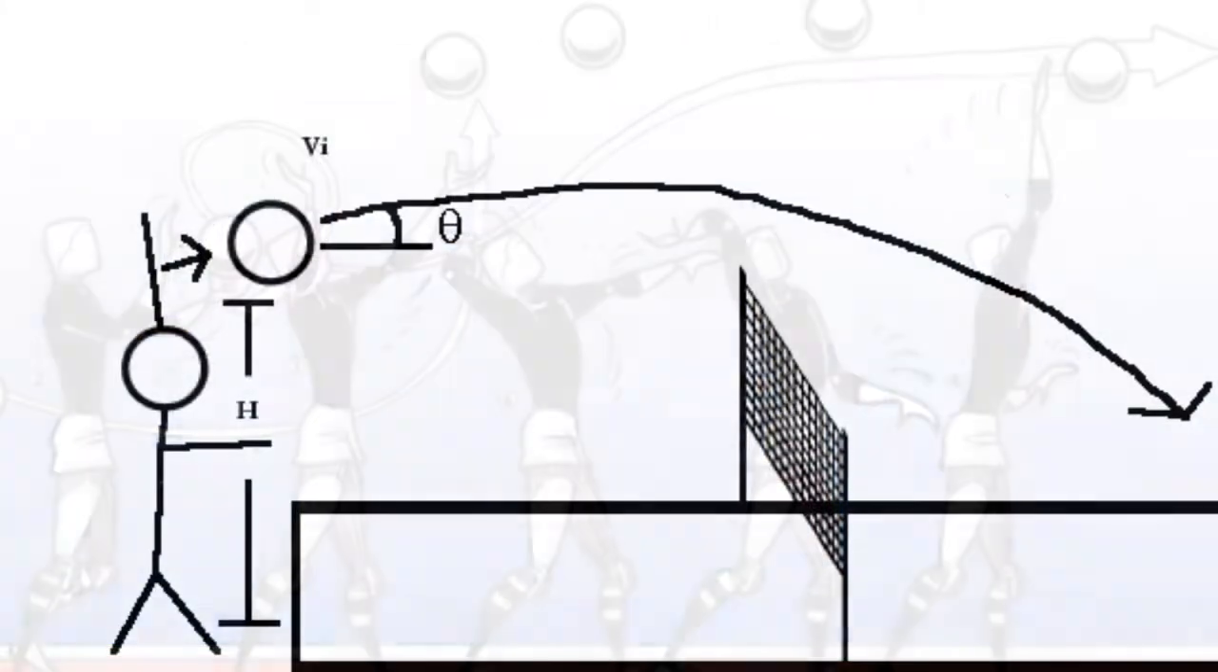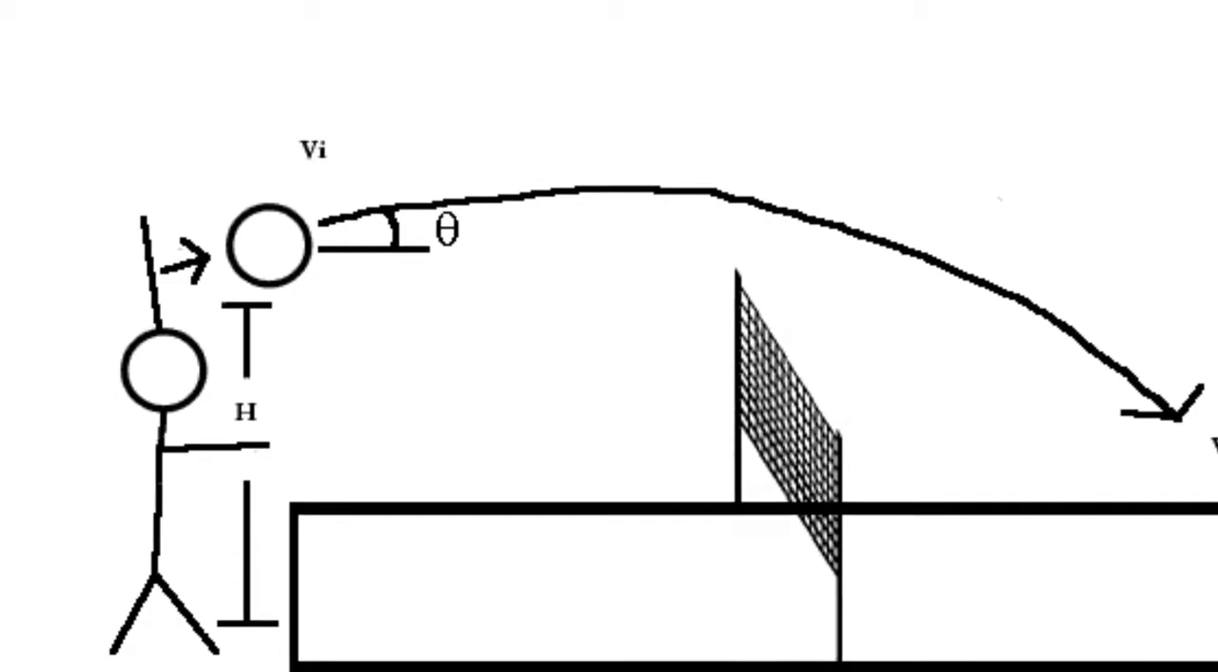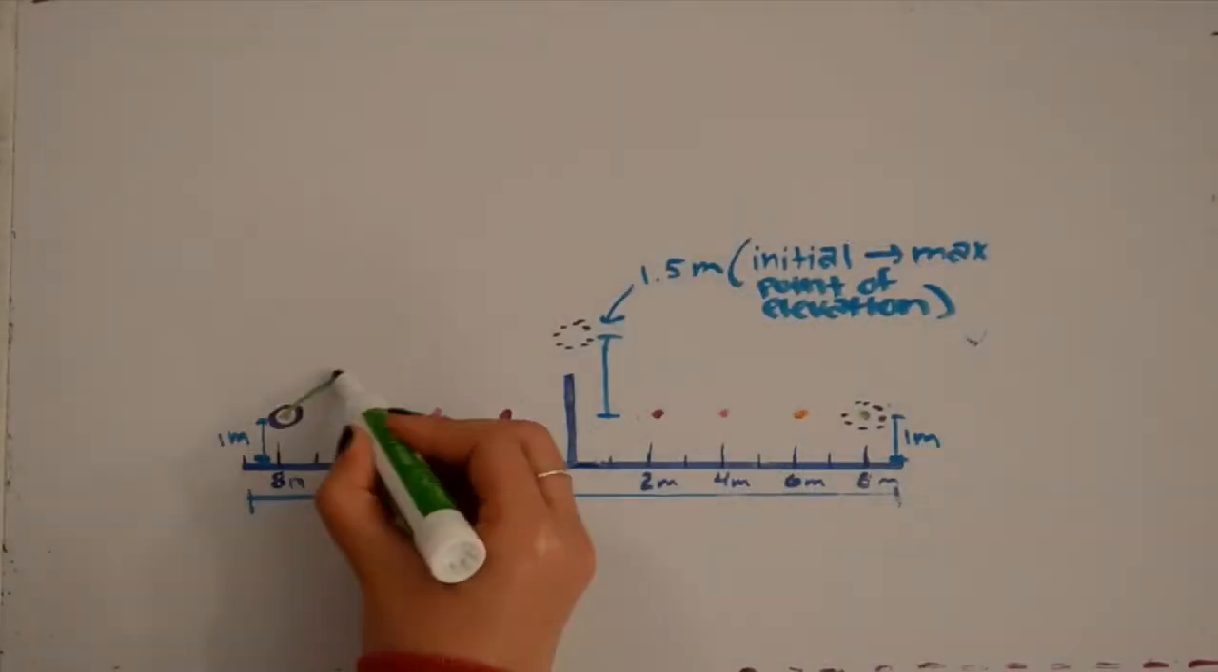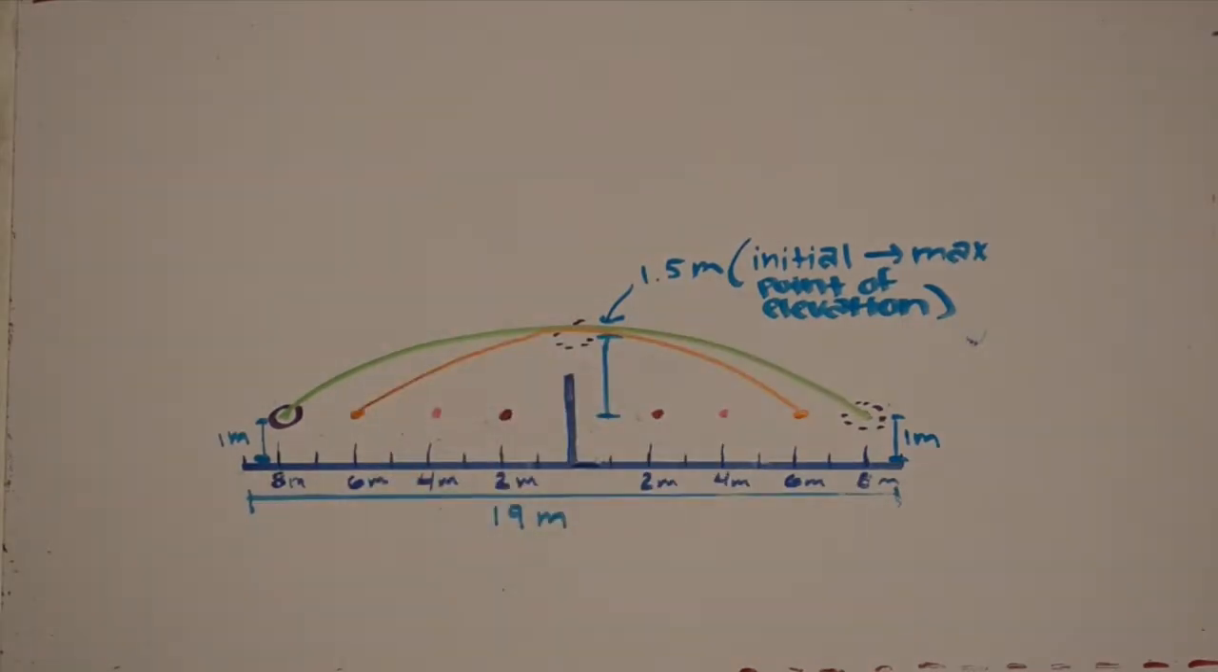Trajectory is the curved path that a projectile takes during flight. A projectile follows the curved shape of a parabola. The flight path of the projectile is affected by its angle, height, and speed of release.